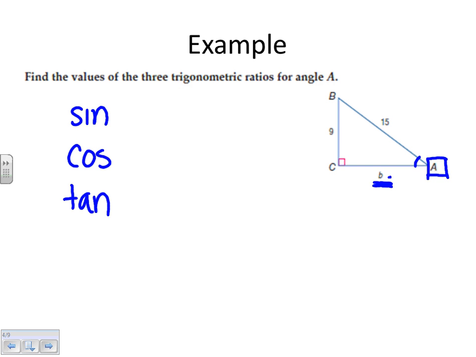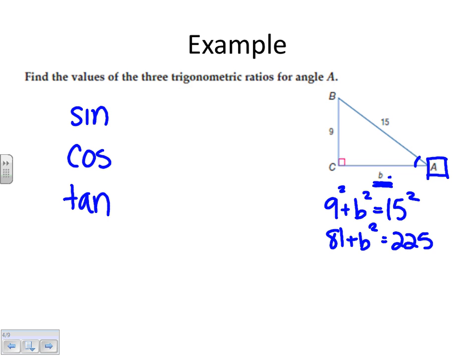So I've got to find this third side in order to do my trig ratios. So we'll do that now. And remember, we find that using the Pythagorean theorem. So 9 squared plus b squared equals 15 squared. 9 squared is 81 plus b squared equals 225. B squared equals 144, and b equals 12. So we're going to stick 12 up here. B equals 12. Now we're going to find all of our trig ratios for angle A.